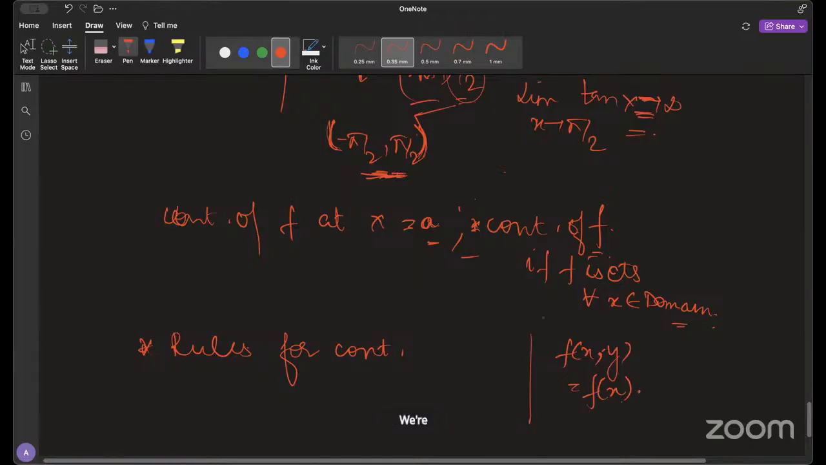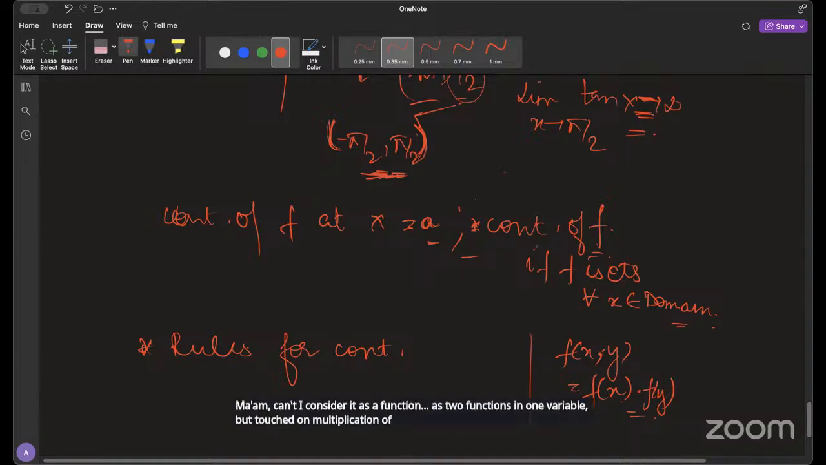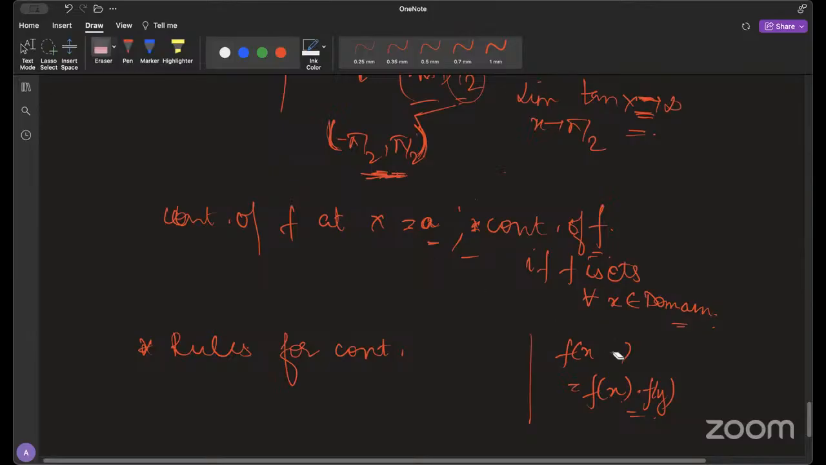We're discussing continuity for one variable functions. Why are we having two variables here? I don't think we're discussing the continuity of functions in two variables. Ma'am, can't I consider it as two functions in one variable, but just a multiplication of them is given? No, you can't. It must be something else. Is it something like this? Or maybe f x y product? Ma'am, it was f of x comma y.